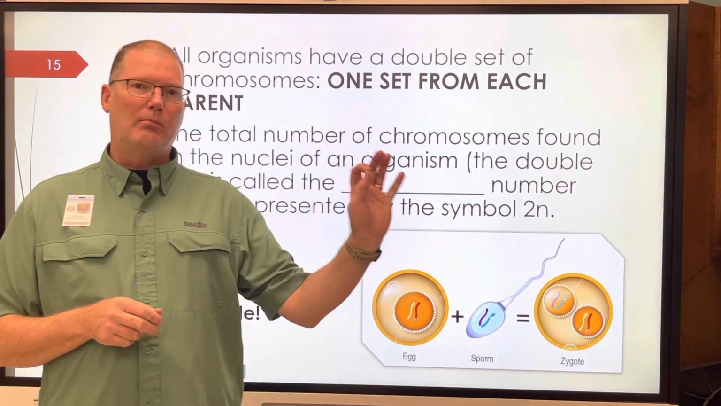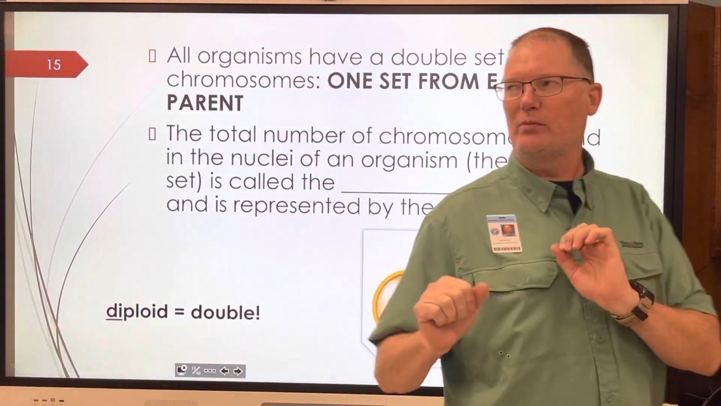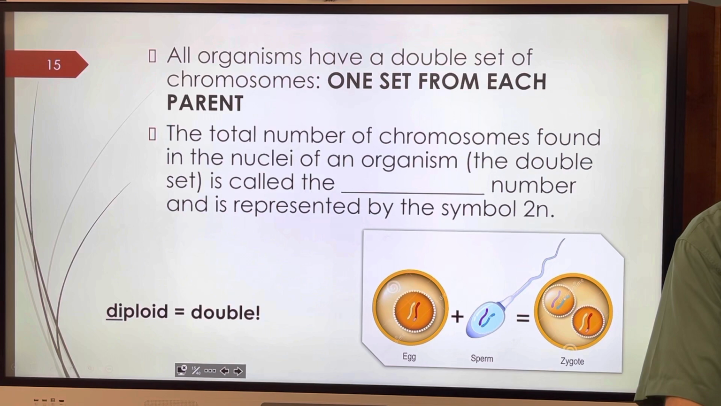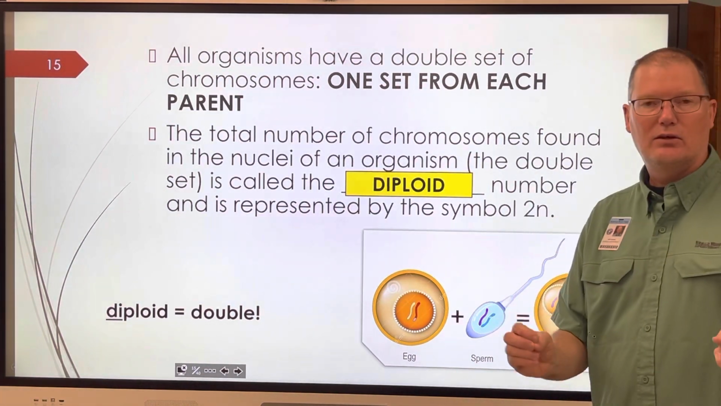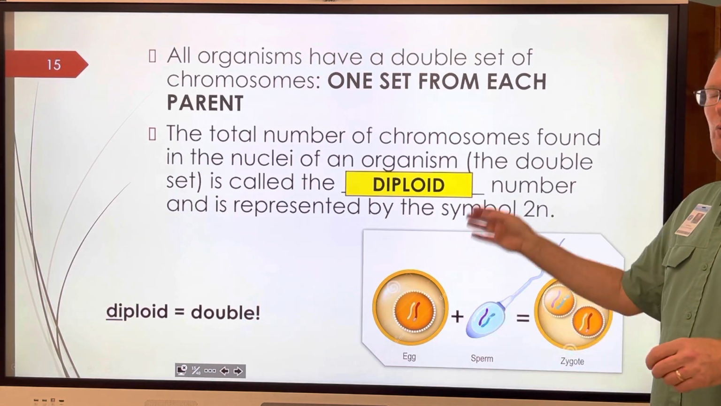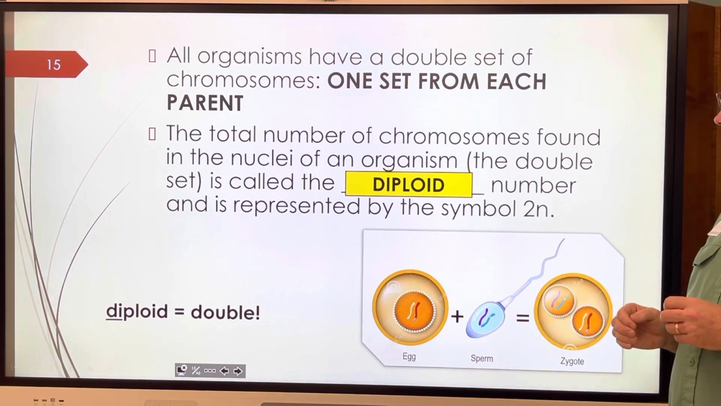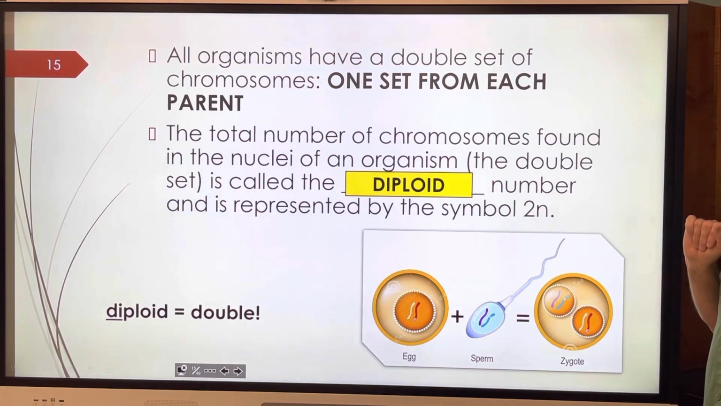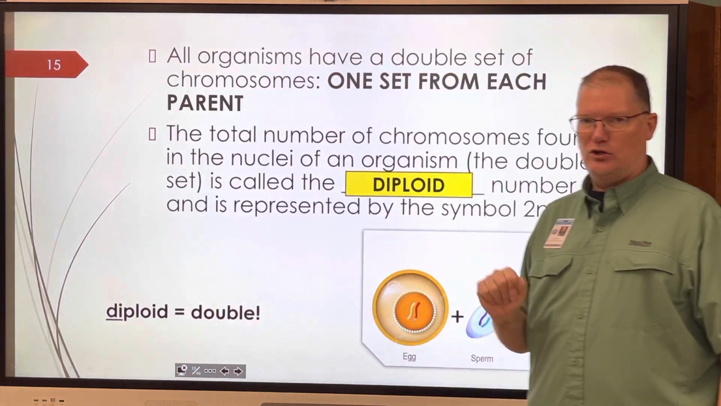Now, all organisms have a double set. They get one from mommy and one from daddy, to put it very simply, okay? One from each parent. So the total number of chromosomes found in the nuclei of any organism is a double set, double number, and we call that double set diploid, the diploid number. And it's represented by the symbol 2n, okay? So in your notes, diploid equals double. Make sure you write that down.